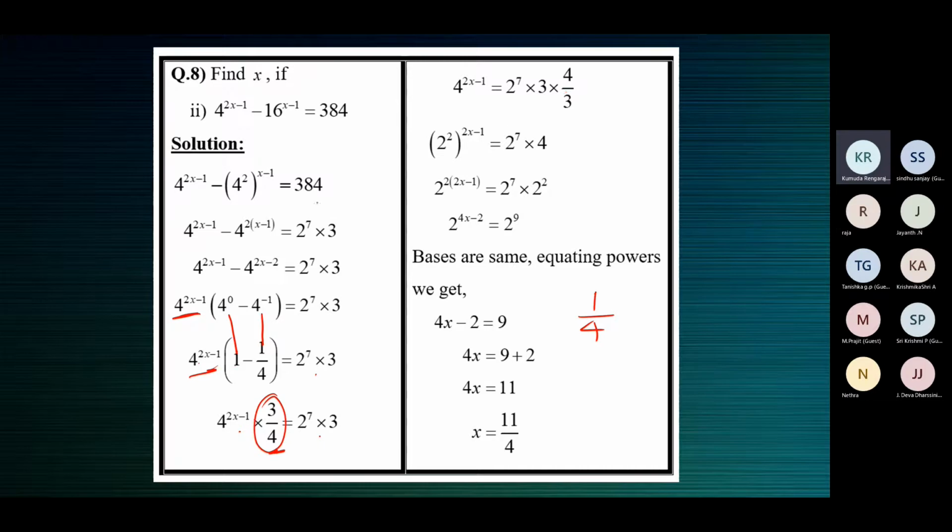So children, till here you can write 384 if you want. Don't worry about that. You will realize that you have to find the factors at some point. So now 3 by 4 comes to the other side as 4 by 3, so 3 and 3 get cancelled. Now we have 2 to the power 7 here, and we have 4 here.